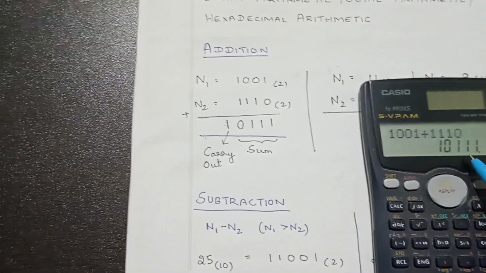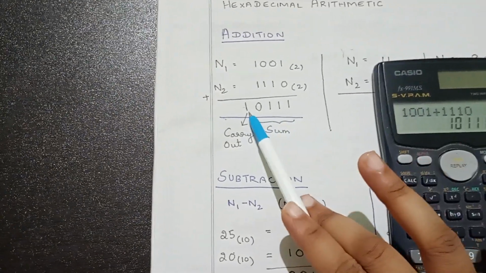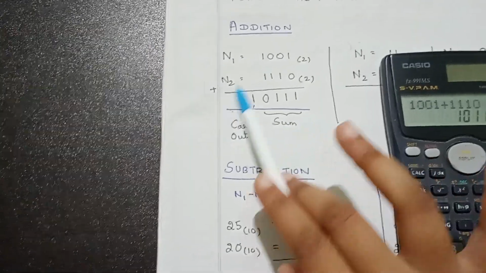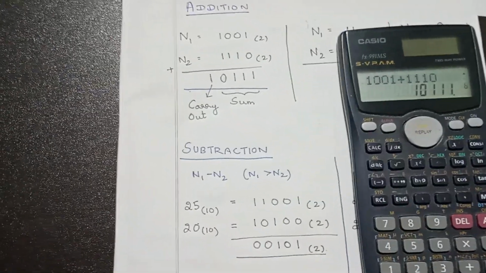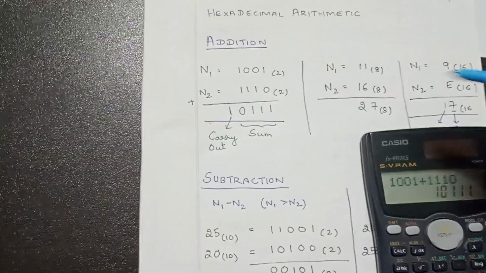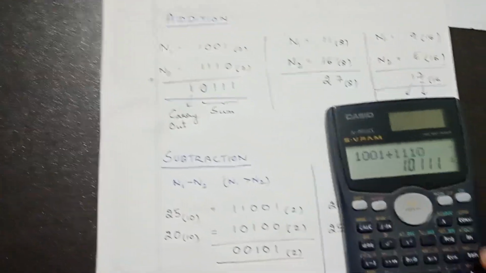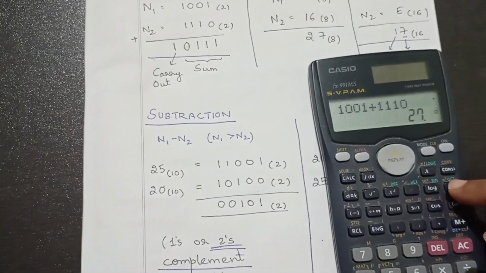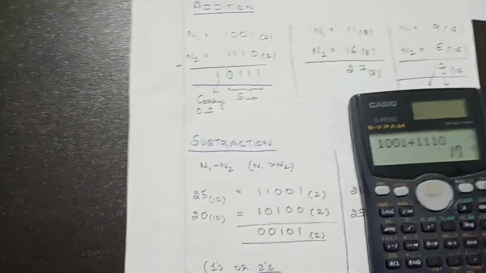The answer is 10111. Technically we see 011 is the sum, and this 1 is the carry out, but we get the whole thing as the answer in the calculator. There is no separate provision for sum and carry. Now we want to get the same answer if these two numbers are converted to octal. This is the answer. You can directly press octal, you can directly press hex, you'll get the same answer.